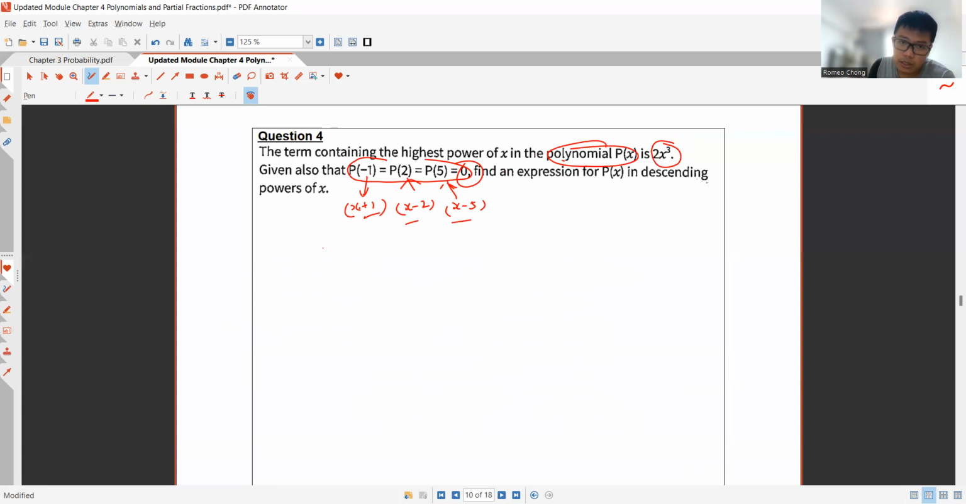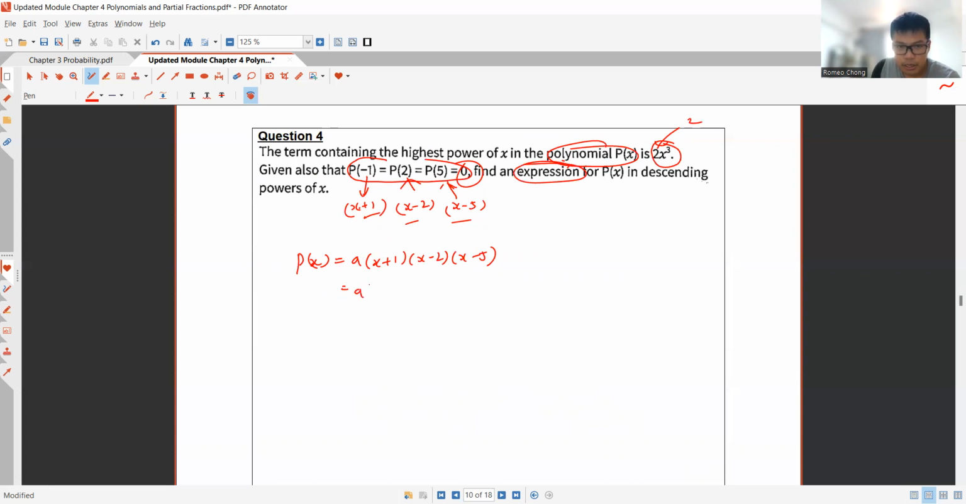Okay, so you know that these 3 brackets are enough to form your x cubed. But the problem is that they already tell you the highest power x cubed has a coefficient of 2. So what you need to do is, for your p(x), you should have these 3 brackets, and at the same time you should have an a. So a times (x plus 1) times (x minus 2) times (x minus 5). Because they've asked for the expression, you need to expand, no choice.